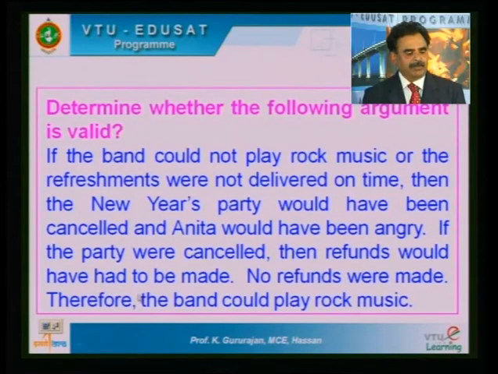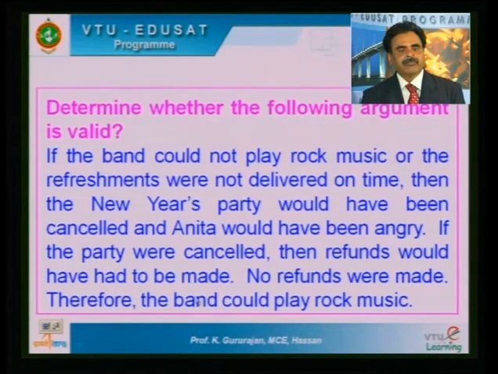Now the premises tell the following. The first premise is, if the band could not play rock music or the refreshments were not delivered on time, then the New Year party would have been cancelled and Anita would have become angry. So obviously one has to cancel the New Year party and someone becomes angry. This is premise number 1. The second premise says, if the party were cancelled, then refunds would have to be made. The third premise says, no refunds were made. So therefore, the conclusion of this argument is, the band could play the rock music.